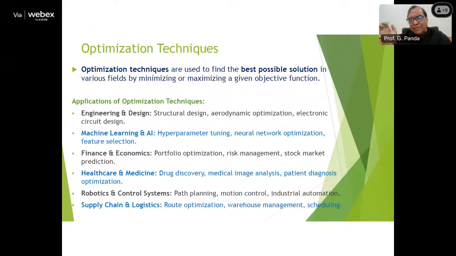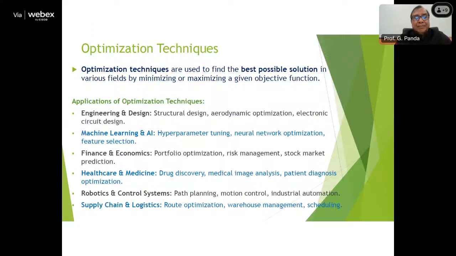In our everyday life, in our day-to-day life, personal life, company, and other fields, optimization is very, very essential to save time, price, energy, cost, etc. The application of optimization technique has applications in various fields: engineering and design, structural design, aerodynamics, electronic circuit design, VLSI design are important areas of engineering and design, where single objective, multi-objective, and multi-constraint optimization are required.